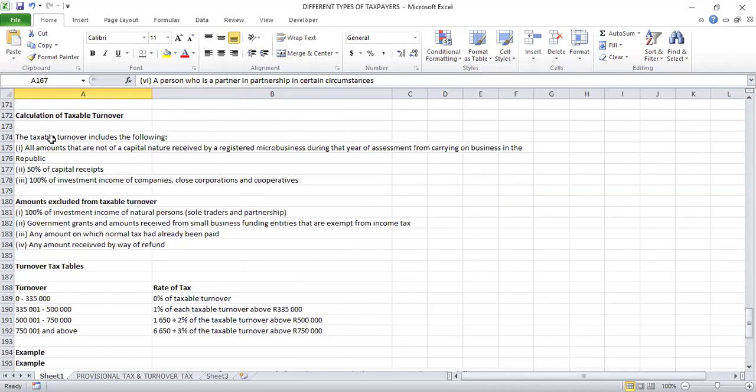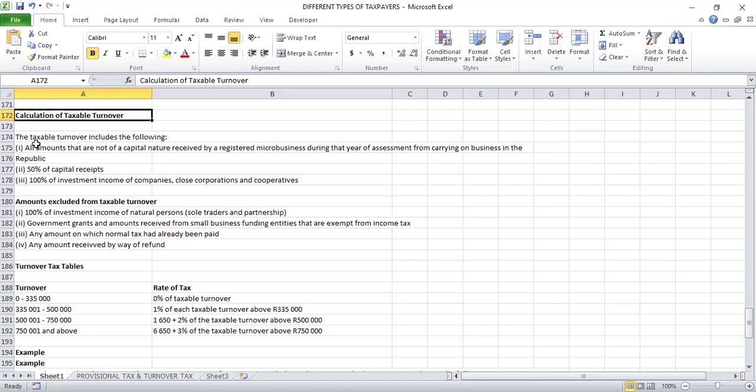Taxable turnover. Okay, we talked about when we are calculating the qualifying turnover, we are just checking if you qualify to register as a micro business, but that's not the amount that they will tax you on. So the qualifying turnover is just there to determine whether a business qualifies to be registered as a micro business. Right. After qualifying, then we have to calculate your tax. Your tax is calculated on what we call taxable turnover.